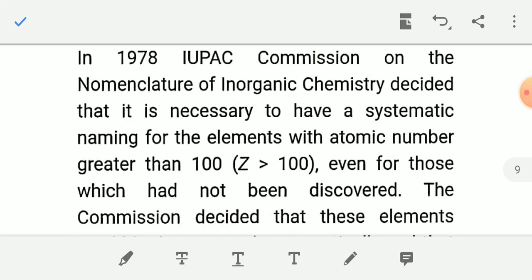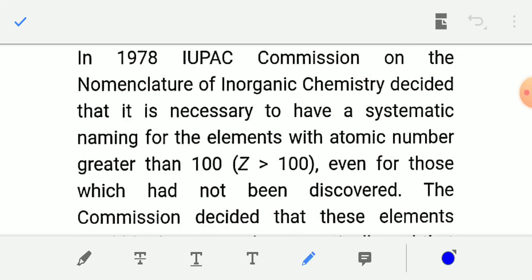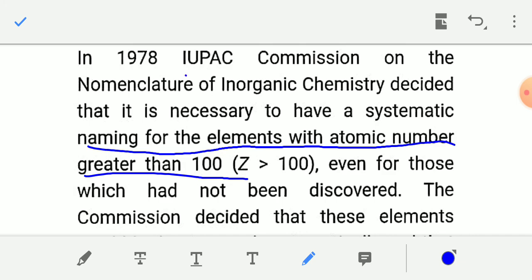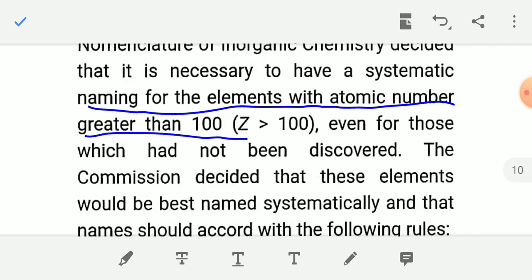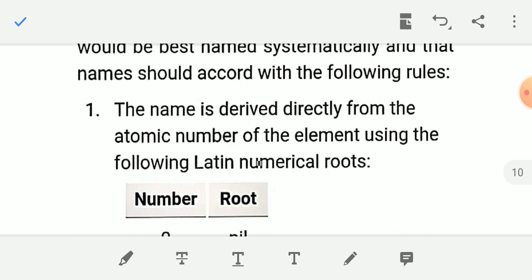Next topic is IUPAC nomenclature of elements having atomic number greater than 100. Naming for the elements with atomic number greater than 100 according to IUPAC. The systematic naming for the elements with atomic number greater than 100, that is Z greater than 100, you have to follow some rules, and the rules are given below.